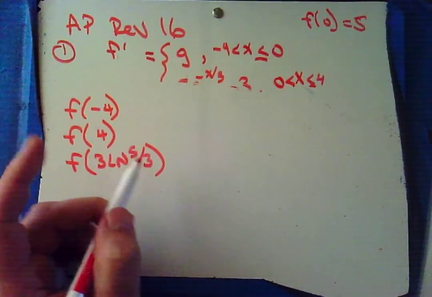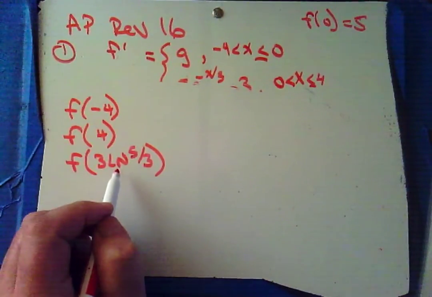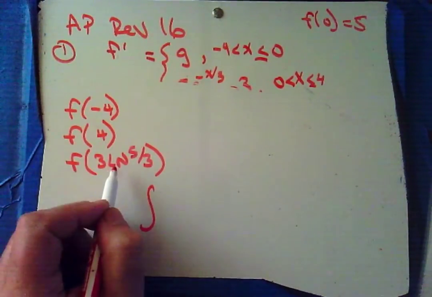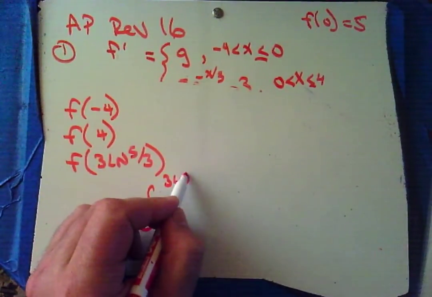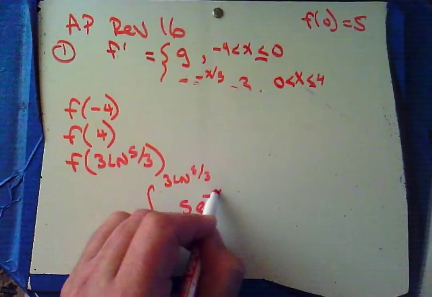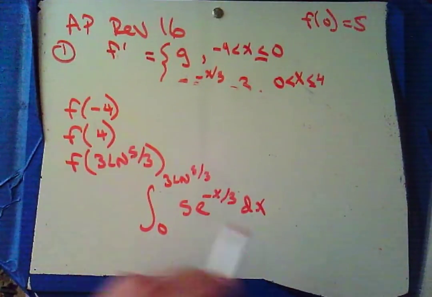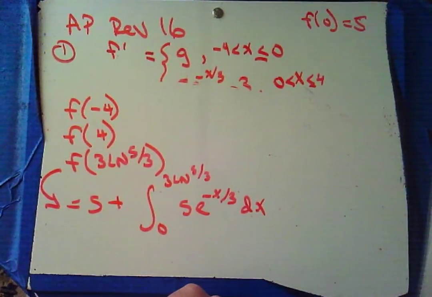Now, conveniently, we already figured these values out in the last part of the problem. And so all we have to do is evaluate this one. So I'm going to integrate, this is bigger than 0, so I'm going to integrate from 0 to 3 ln of 5/3 this function 5e to the minus x over 3 dx, and I'm going to add 5 to that to get this. So let's see what we get in this situation.